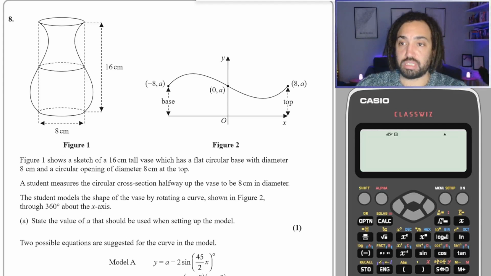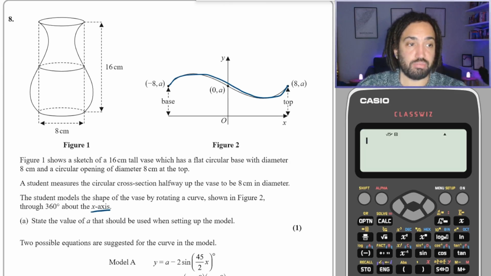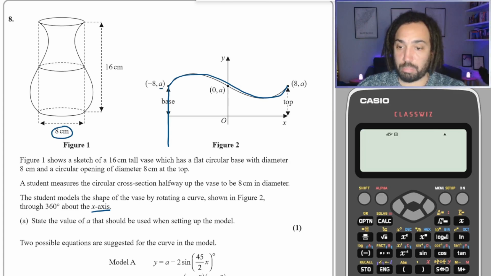Okay, final question. We've got this vase which has been created by wrapping this curve here around the x-axis 360 degrees. With that being said, when that happens, we're going to create a diameter of 8 centimeters at the base. Therefore the A value must be 4, so that when we rotate it around, it becomes 2 times as big to make the 8. Okay.